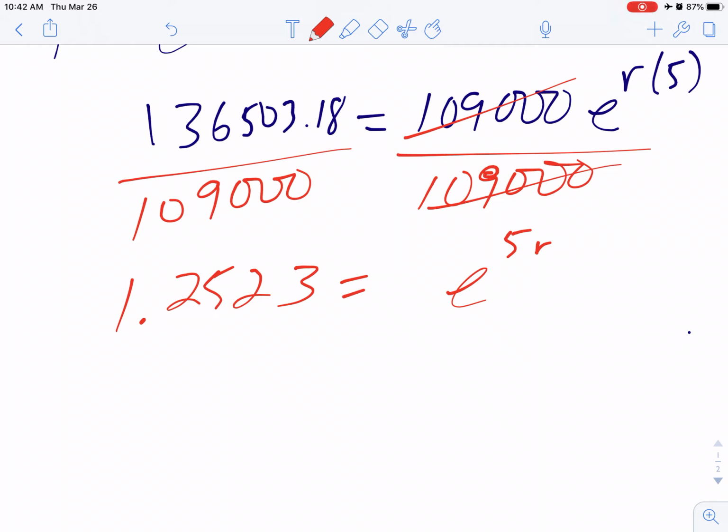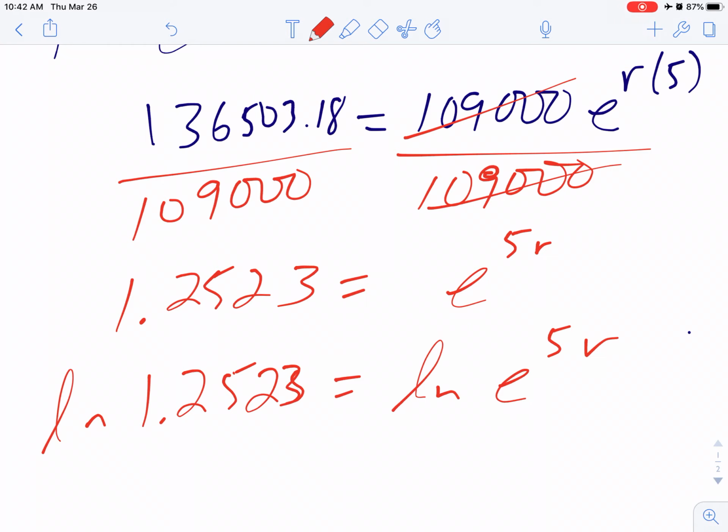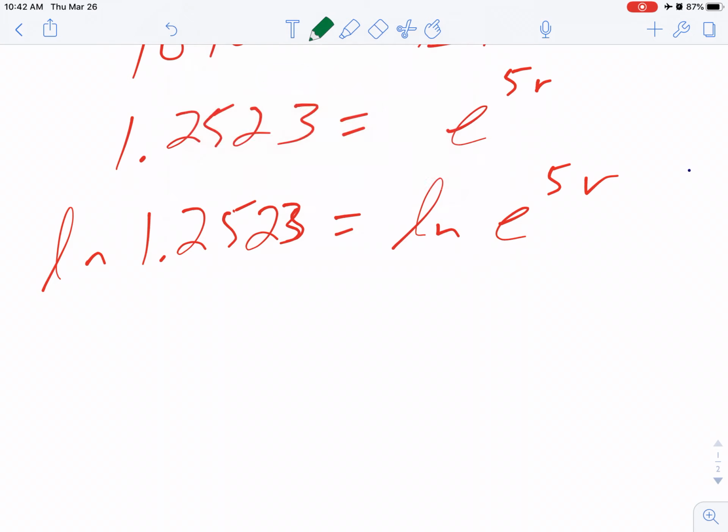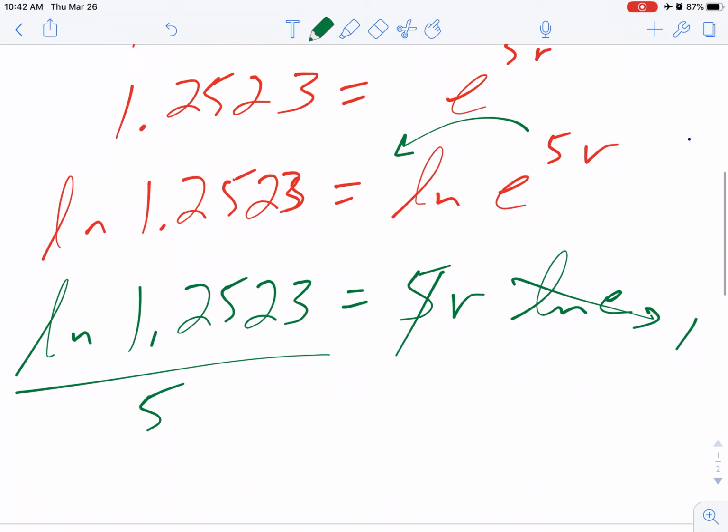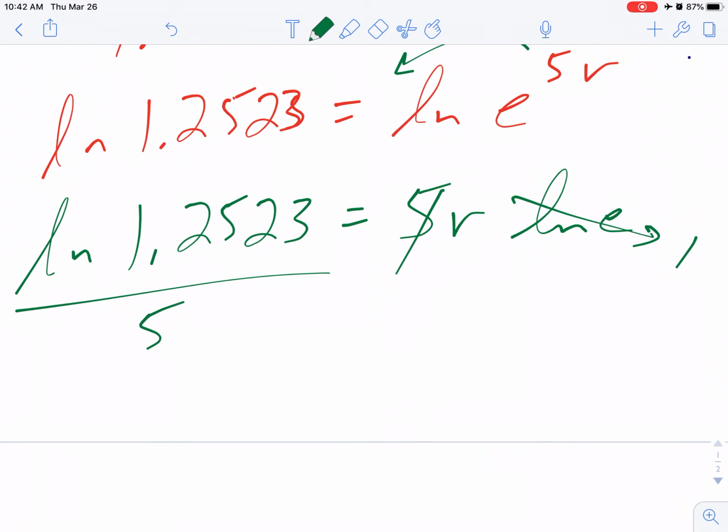So then I'm going to take the ln of both sides. And then that allows you to use the power rule. Okay. Bring the 5R down front. And then the ln of E is 1. You don't need it. You just divide by 5 to get R. So ln of that, 1.2523 divided by 5 gives us 0.045 equals our growth rate.